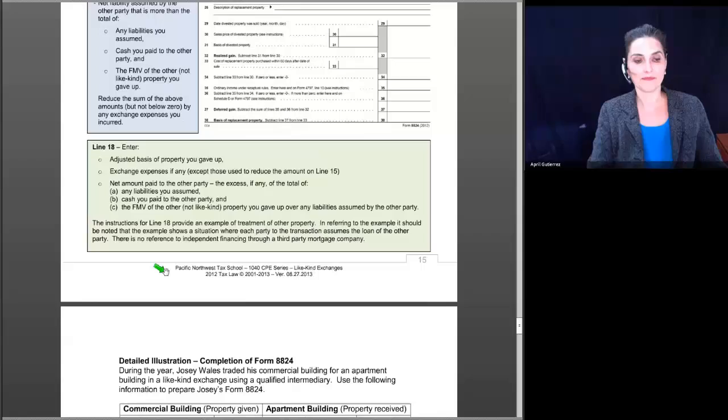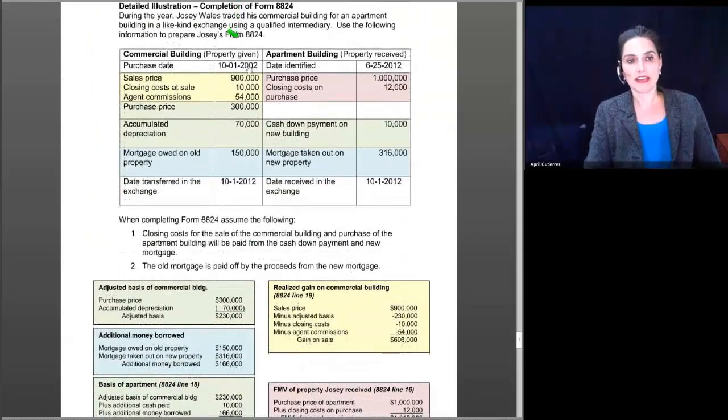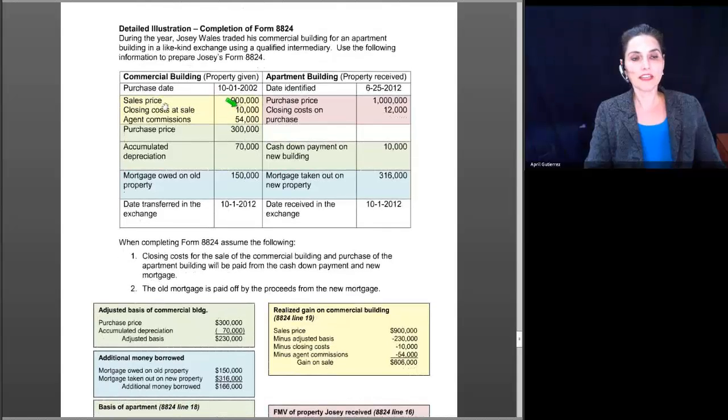So here is the promised illustration of how to complete an 8824. And in this illustration, I've used colored boxes to highlight key points that you need to be using to calculate what amounts you need to be entering on each line of Form 8824.